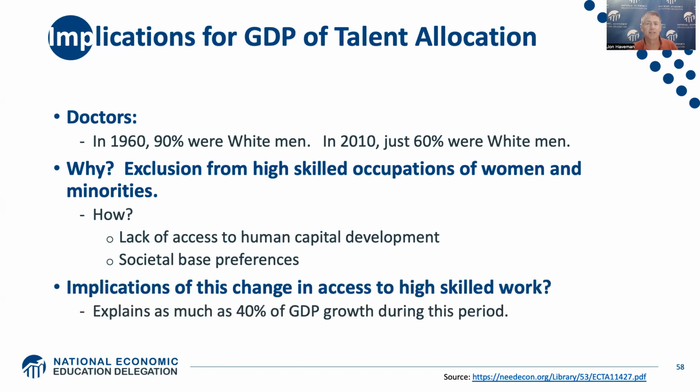The upshot is that this change in access to high-skilled work explains about 40%, that's almost half of all of the GDP growth between 1960 and 2010. So GDP growth would have been much slower had we not had more integration in high-skilled occupations. So discrimination matters. Discrimination has big implications for the economy as a whole.